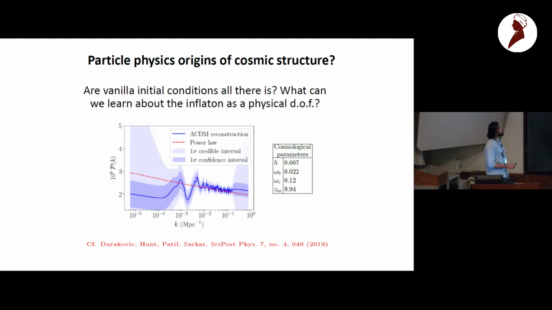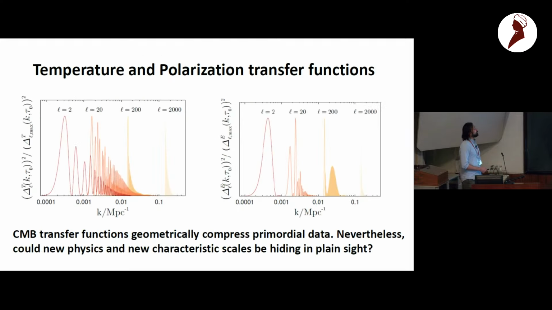If vanilla initial conditions are all there is, what could we possibly learn about the inflaton as a physical degree of freedom? Is it possible? Is that even a question you can actually get some credible information on?